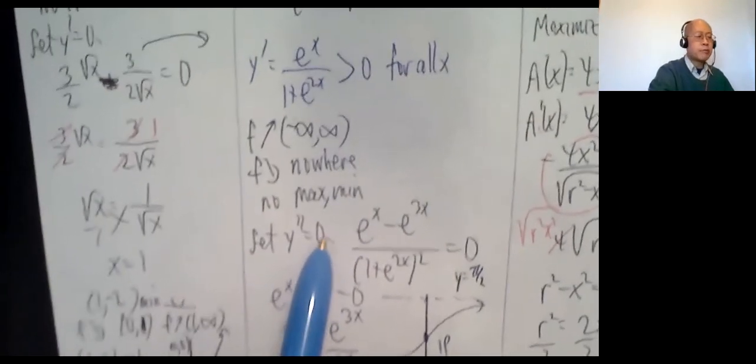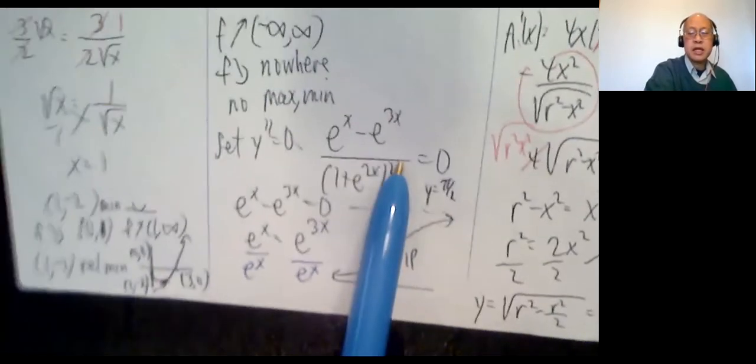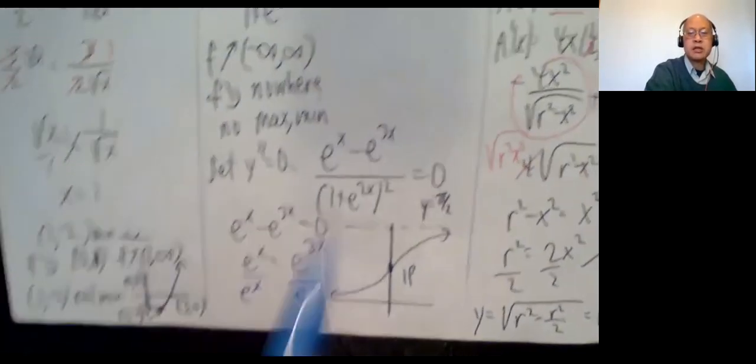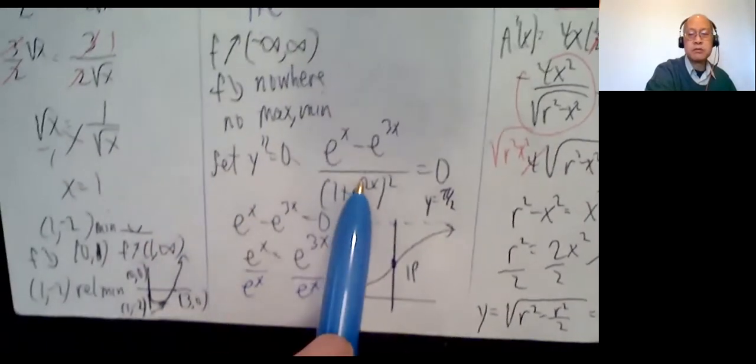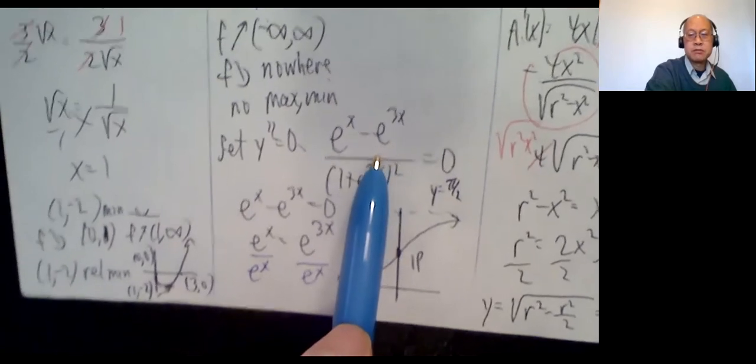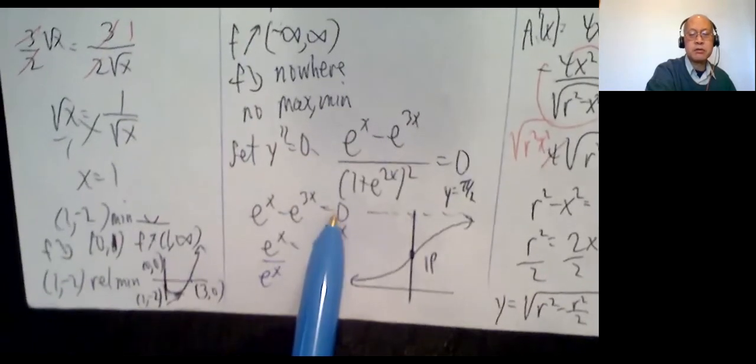How about y double prime equal to 0? So here was my double prime. Set that equal to 0. It's not as hard as you might think. When is a fraction equal to 0? When the top is 0. So e to the x minus e to the 3x equals 0.